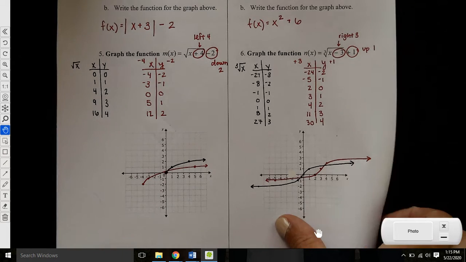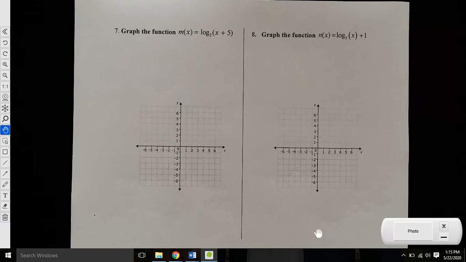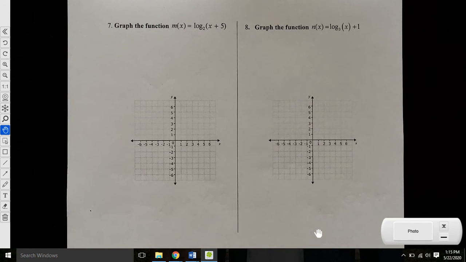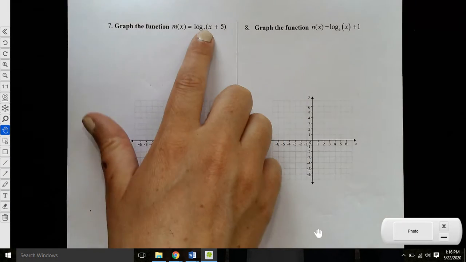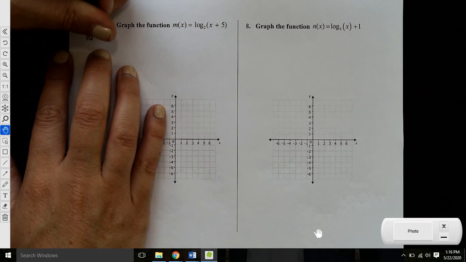All right, I have 2 more to go. These ones are just a little bit trickier because they're using log functions, and this is brand new information. So I didn't write the parent functions because I want to remind you of how to go about writing those parent functions. So the first one I have is log base 2 of x. That is my parent function.